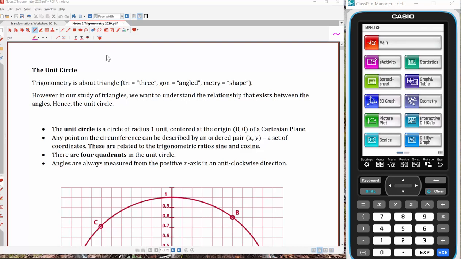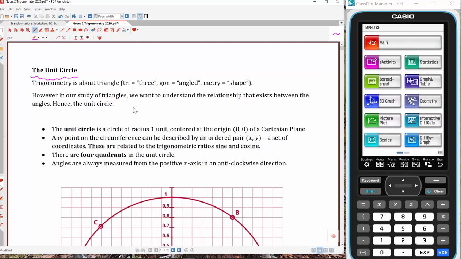So far, trigonometry has been all about the right-angled triangle, and it still is, but we're going to explore a different application of that, namely the unit circle. So, trig is about the triangle. It's a good definition here. Tri, three, gon, angled, metry, shape. Okay, so three-angled shape, i.e. triangle.